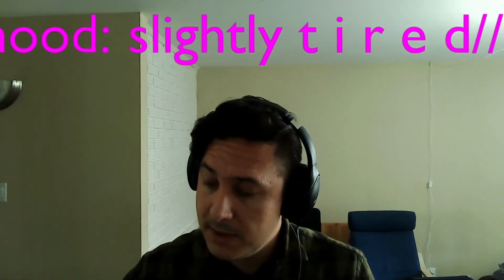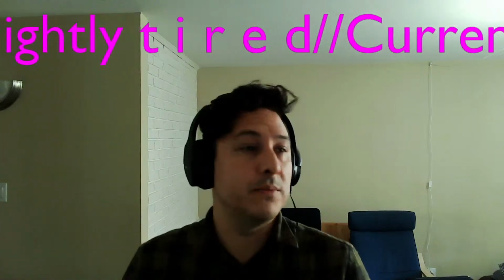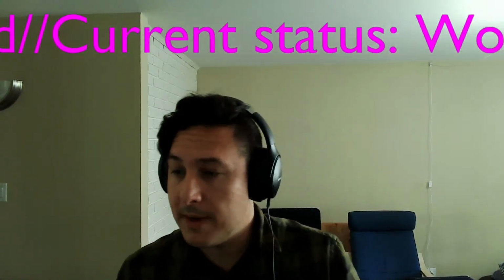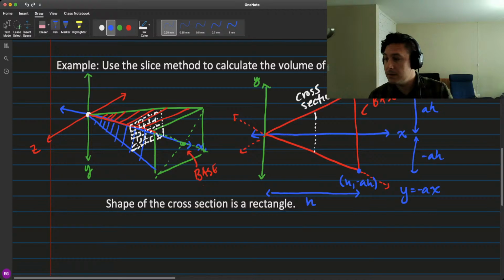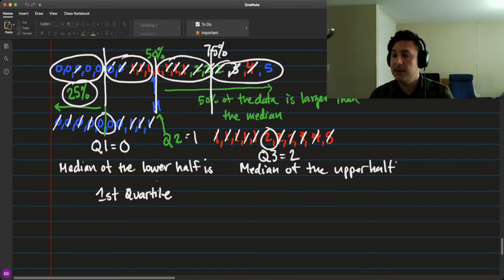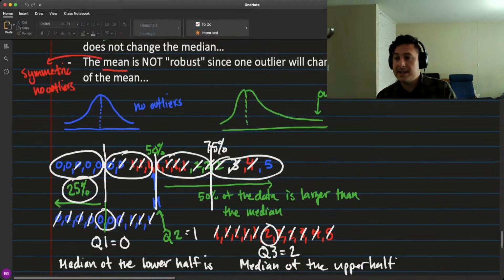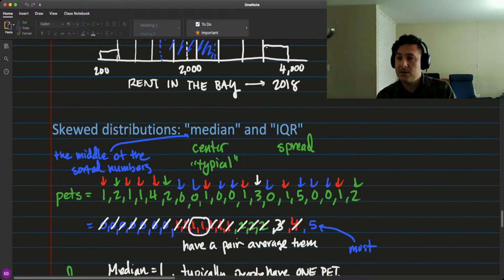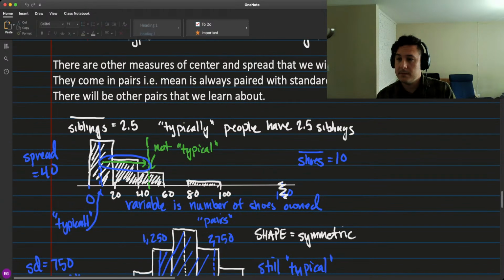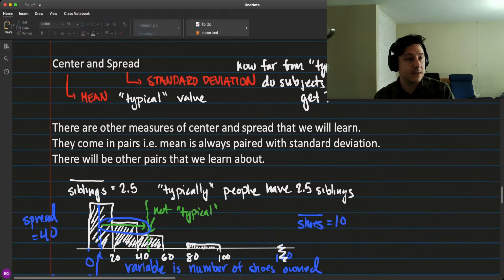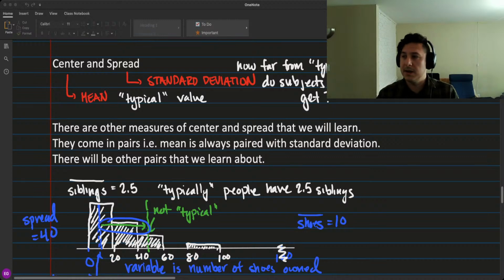And so we're going to continue with numerical distributions, finish that, move on to categorical distributions. So let me go to writing mode. Okay, so last class we were finishing up center and spread.